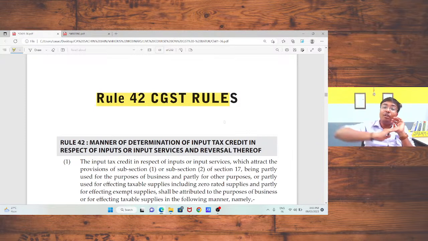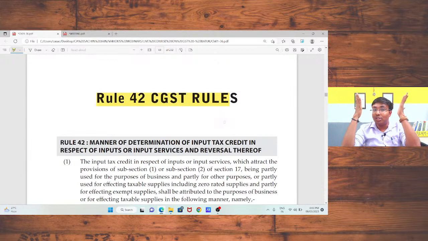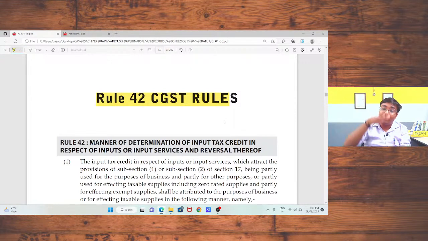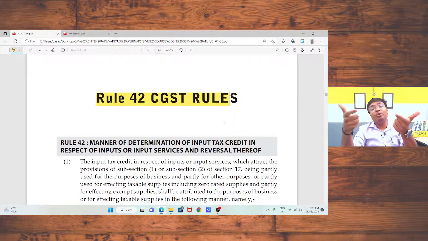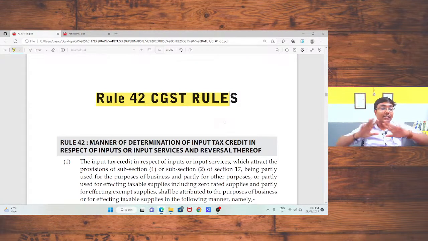Okay, sir. If excess input was wrongly transferred, in this case a credit note should be issued by the input service distributor, or if the input tax credit is transferred less, in that case a debit note has to be issued. And this is the revision of our today's session.